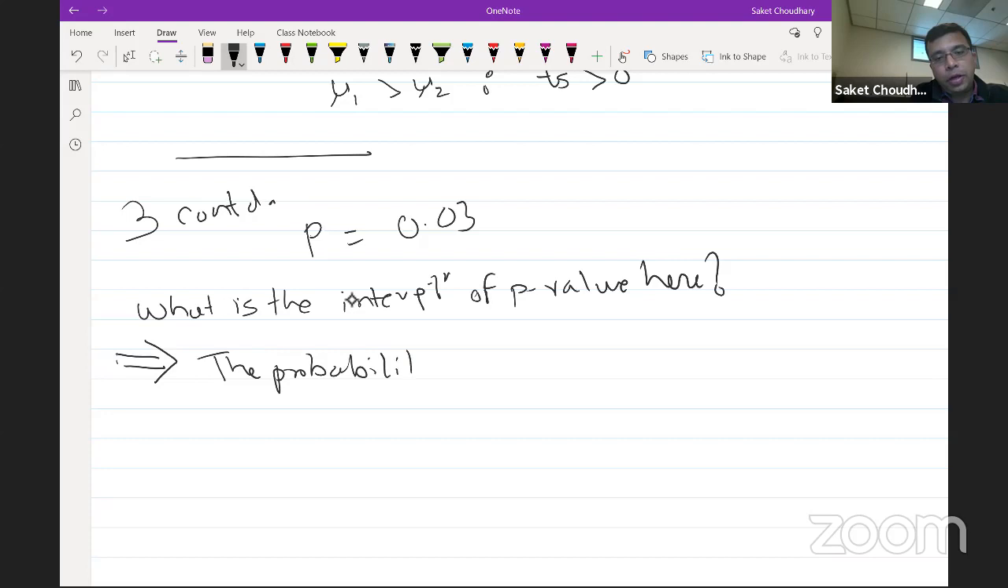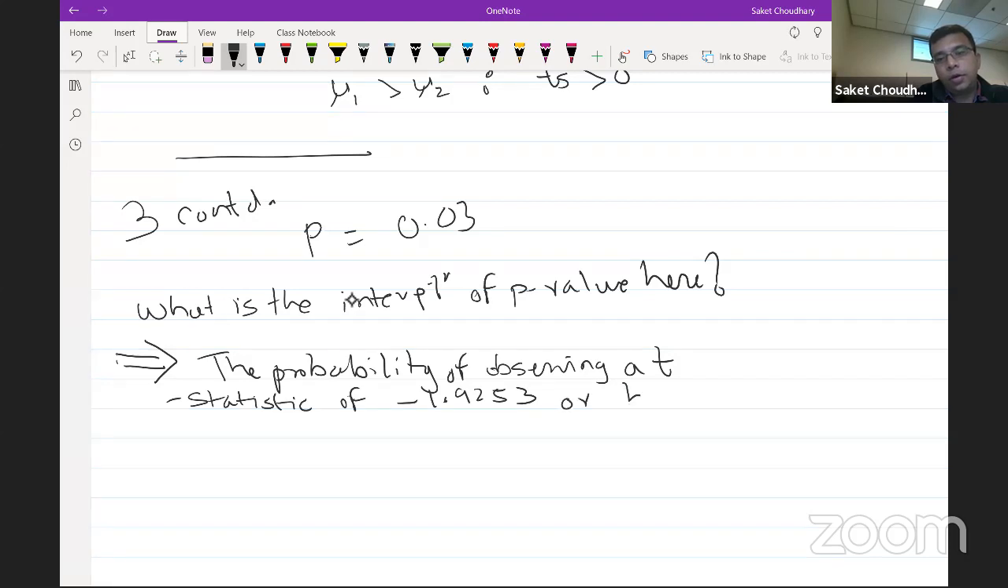It's the probability of observing a t statistic of minus 1.9253 or lesser. Both of these parts are important, or lesser. Why did I say or lesser? The reason to say or lesser is because the only interesting direction that I have is mu1 less than mu2.